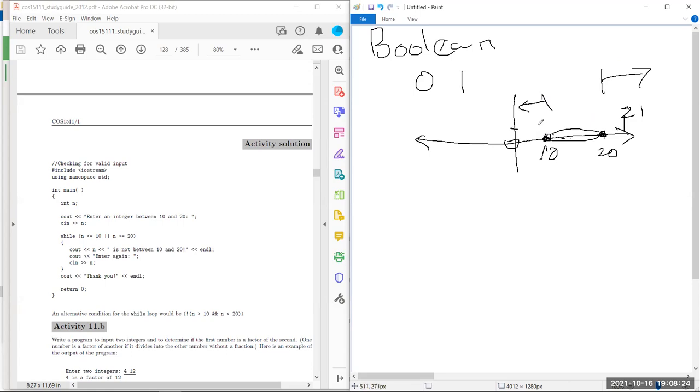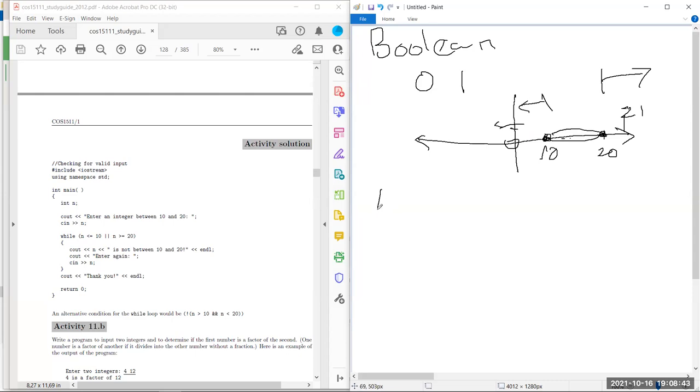If n is less than or equal to 10, there's the number line. Can you see n is less than 10? That means they entered 1, 2, 3, 4, 5, 6, 7, 8, 9. Then I'm going to ask them to re-enter it. Now, this is a Boolean operation, the OR operation. The other operation that it has is AND.